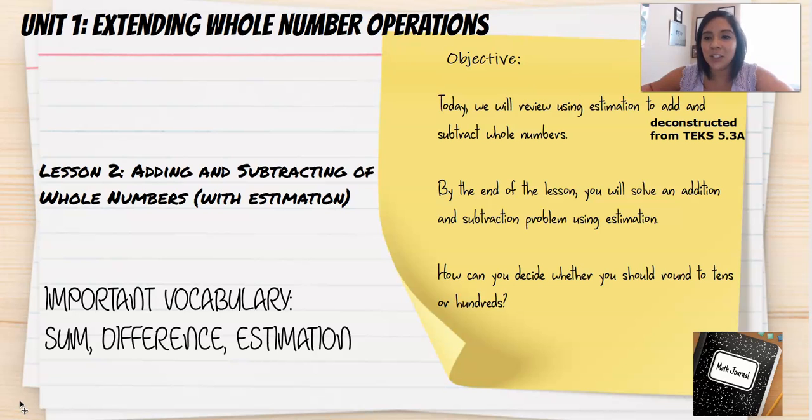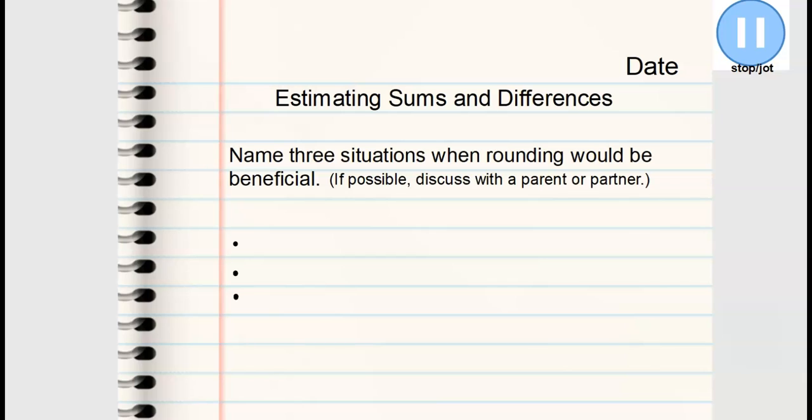By the end of the lesson, you're going to solve an addition and subtraction problem using estimation and answer the question, how can you decide whether you should round to tens or hundreds? We're going to be using our math journal today, so make sure you have that out and ready. Our important vocabulary for today is sum, difference, and estimation.